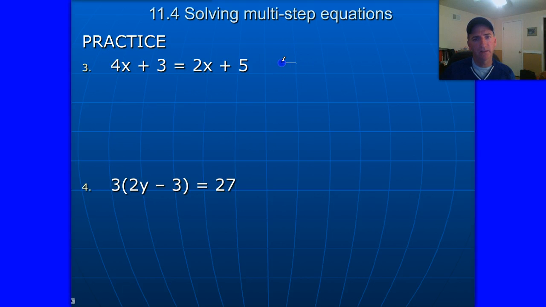Okay, so there's no parentheses in here. So what you want to do here is move all the variables to one side. Okay, so we want to do that. I think what I'm going to do is subtract that 2x. Sorry, I wasn't supposed to let that peek in. I'm going to move the two variables to one side. I'm going to subtract 2x.